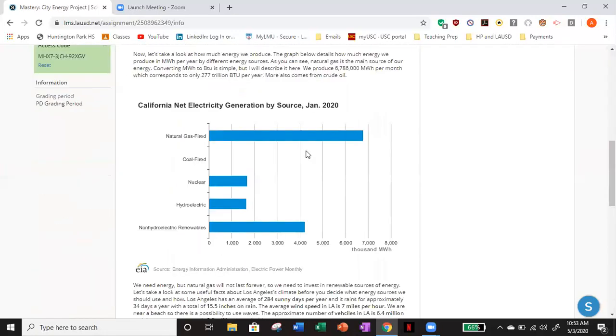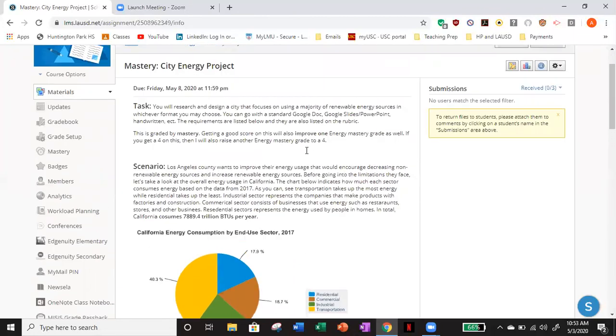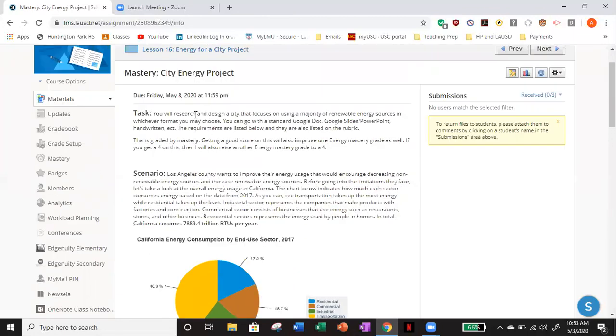So our task is, you're going to design a city, basically just to explain how you're going to use renewable energy sources to make sure that the city limits their non-renewable energy sources. I let you use whatever format you can do. You can use a Google Doc, you can use Google Slides or PowerPoint, or you can even handwrite it.